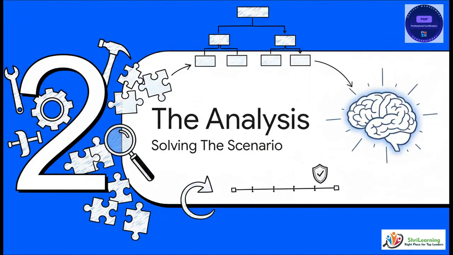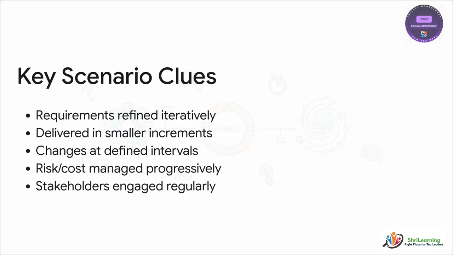Okay, our toolkit is ready to go. Now it's time for the fun part, the analysis. Let's head back to our project scenario and look at it with our new expert detective eyes. So these are the cold, hard facts of the case. I've pulled out the 5 most important phrases from that question. Each one of these is a clue, a piece of evidence that's pointing us toward the right answer. Let's see how they stack up against our suspects, starting with option A, agile.